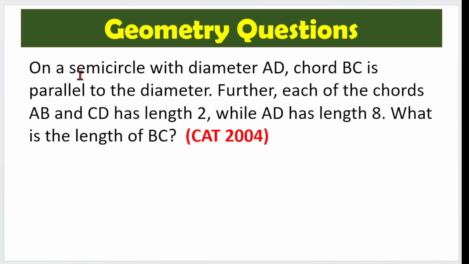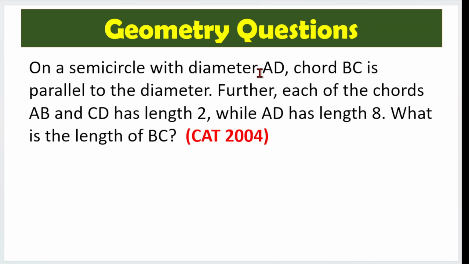Hi friends, here we are given a semicircle with diameter AD and a chord BC which is parallel to the diameter, and each of the two chords AB and CD has length 2, and AD has length 8. AD is the diameter. What is the length of BC? BC is the chord that is parallel to the diameter.